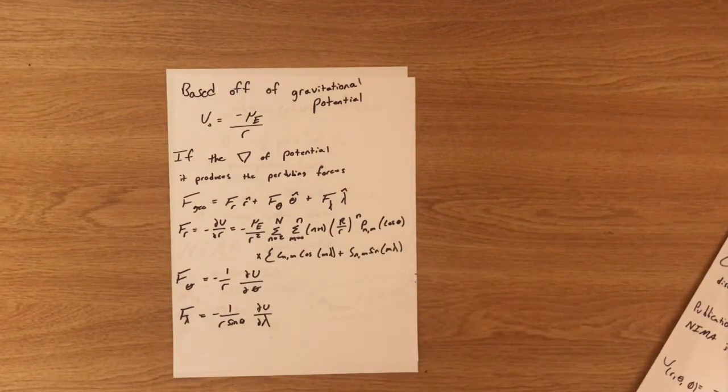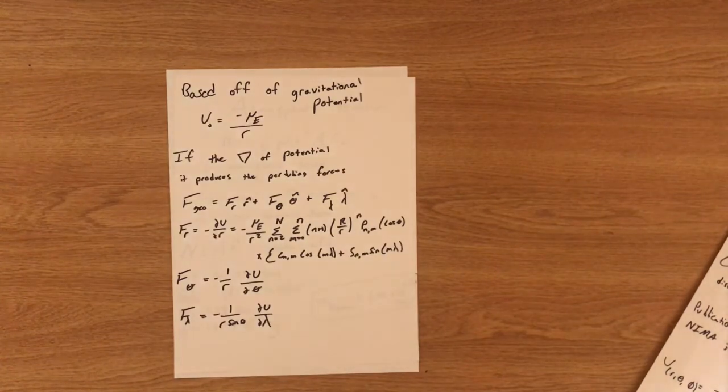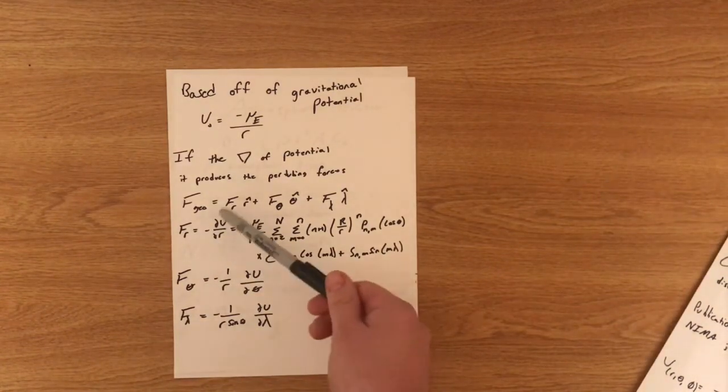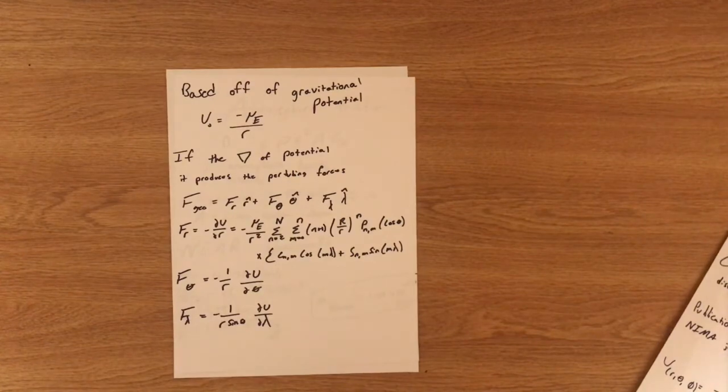And then you have the force of theta, which is the negative 1 over r of the partial derivative of the potential with respect to theta. And then you have the force in the lambda direction, which is negative 1 over r sine theta times the partial derivative of the potential with respect to lambda. Using this equation, we can find the acceleration from the geopotential of the Earth.